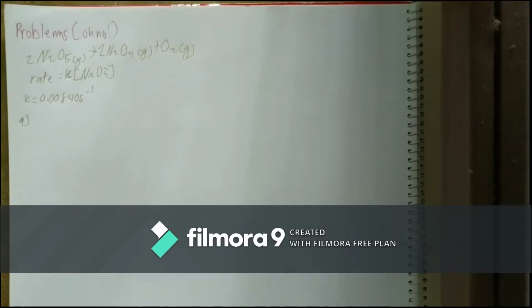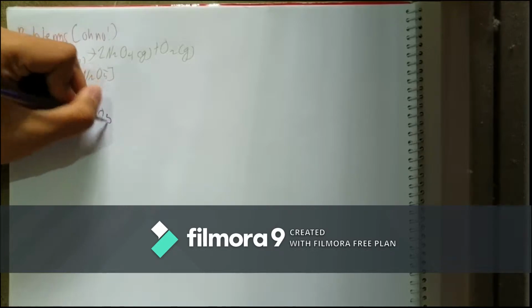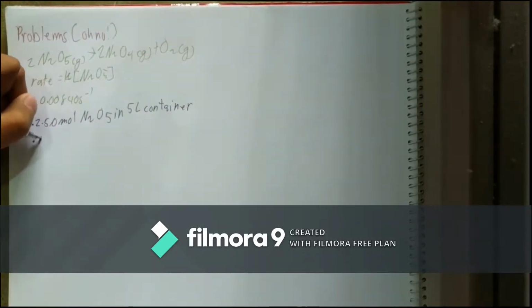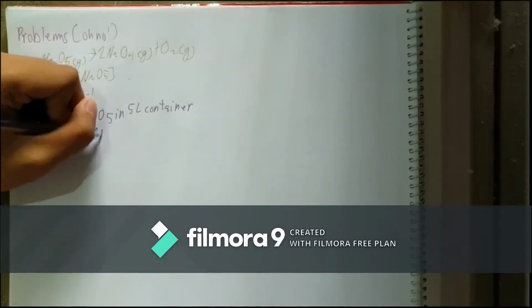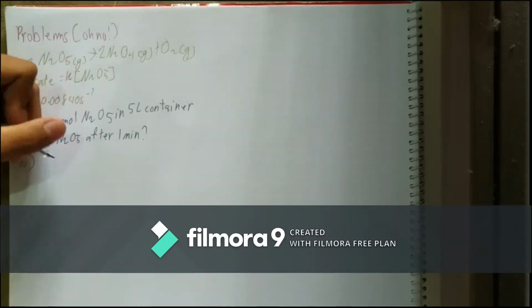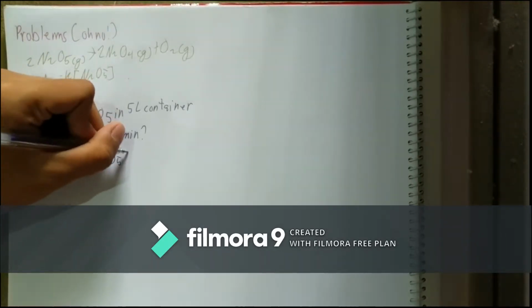Now, the questions are: A. If 2.50 moles of nitrogen pentoxide were placed in a 5-liter container at that temperature, how many moles of nitrogen pentoxide would remain after 1 minute? And B. How long would it take for 90% of the original nitrogen pentoxide to react?